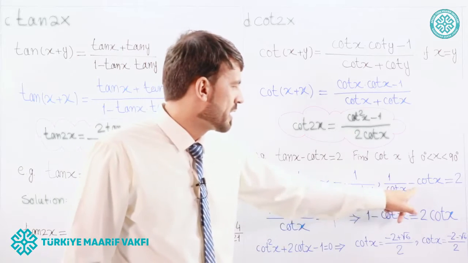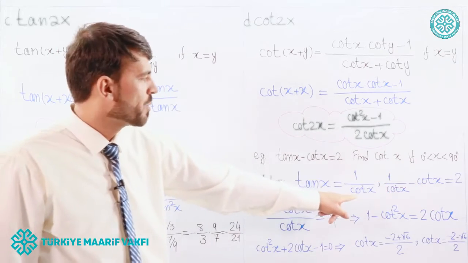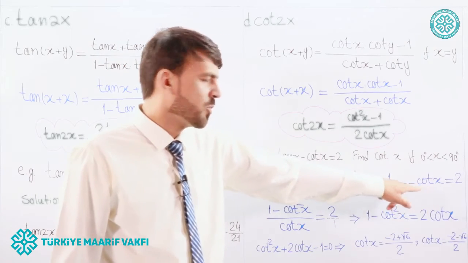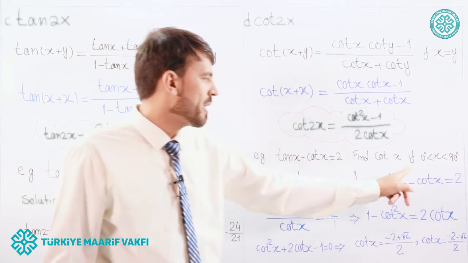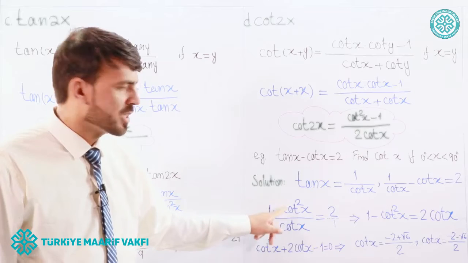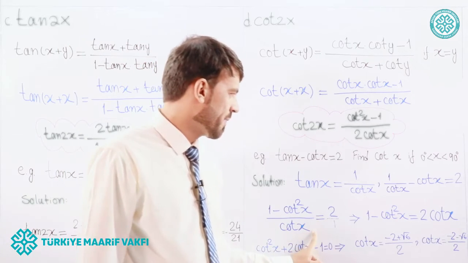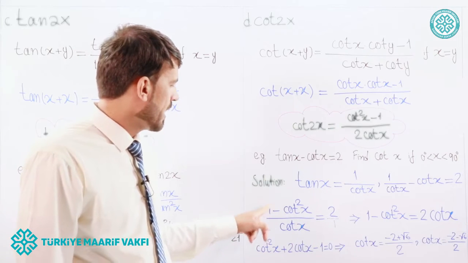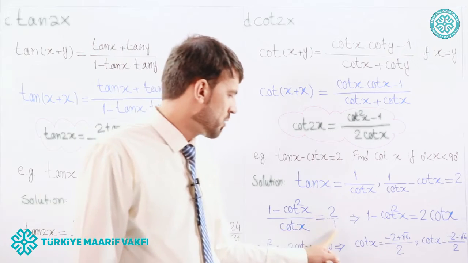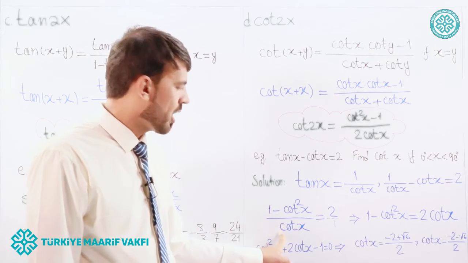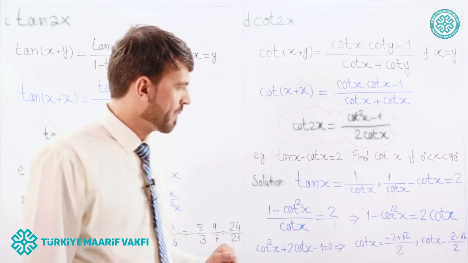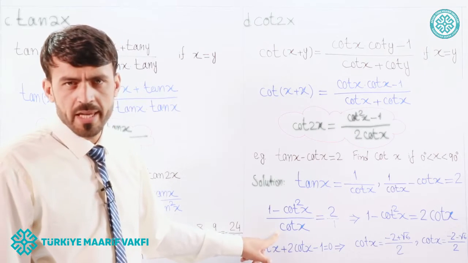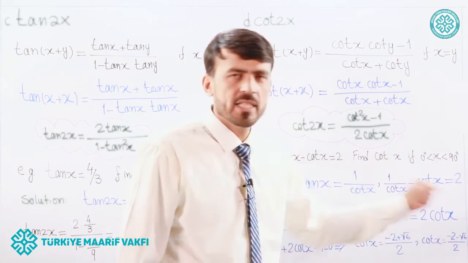If we add these two terms, we need a common denominator, which will be cotangent x. We multiply the numerator of the second term by cotangent x, so the numerator will be 1 minus cotangent square x over cotangent x. This will be our left side, equal to 2. Here we can multiply the numerator of the left side by the denominator of the right side, and the denominator of the left side by the numerator of the right side. We will have 1 minus cotangent square x. When we multiply 2 by cotangent x on the right side, we will have 2 cotangent x.